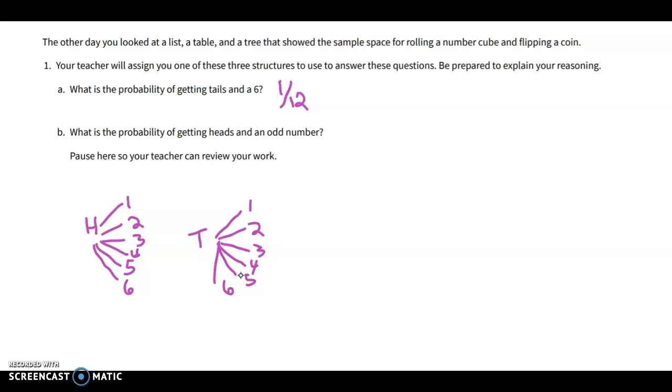Now, what's the probability of getting heads and an odd number? All right, well, here's heads, and let's see which ones are odd. So we can have 1, 3, or 5. So there's 3, right? 3 out of the total, which was 12. So 3 possibilities out of 12 total outcomes. So we have 3 out of 12.